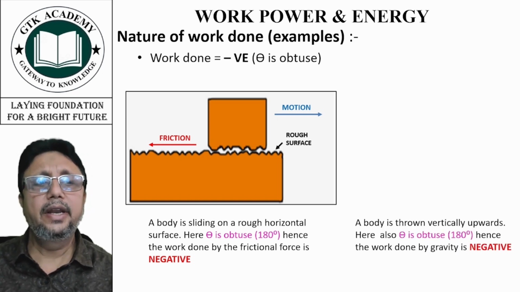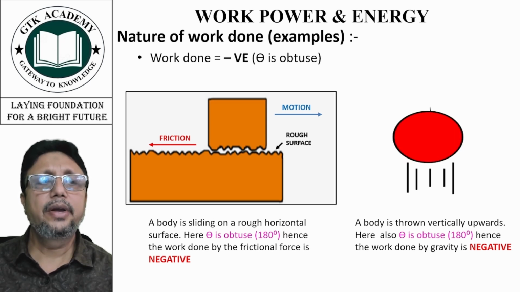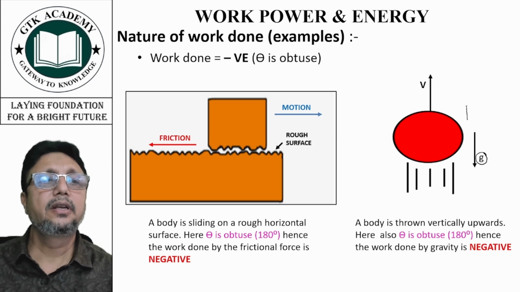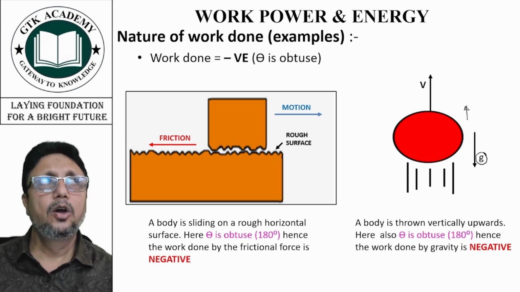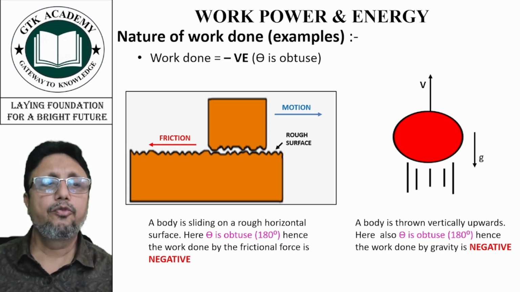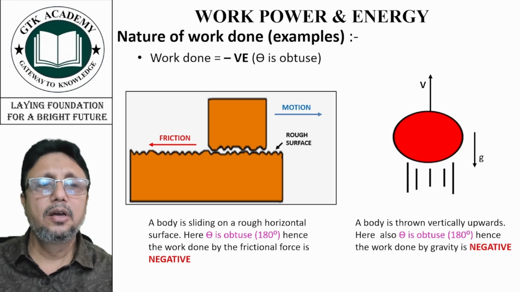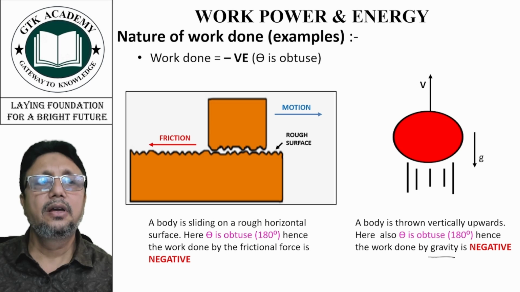A body is thrown vertically upwards. Here also theta is obtuse. We are throwing this body vertically upwards. And what is the force here? Gravity, acting in this direction. Displacement is happening in this direction. Now, the displacement makes an angle 180 degree with the direction of force. So again, the work done by the force, which is gravity here, is negative. However, if we say the work done against the gravity, that will be positive.